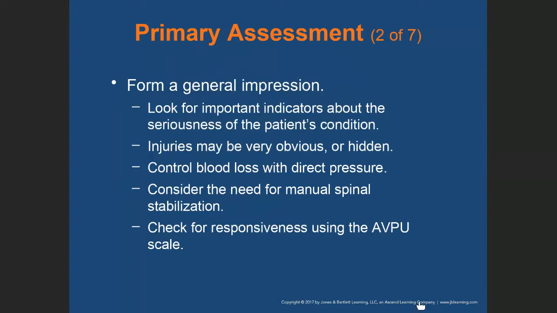Form a general impression of the patient and the environment. Look for important indicators about the seriousness of the patient's condition. Injuries may be very obvious or hidden. Control blood loss with direct pressure. Consider the need for manual spinal stabilization. Check for responsiveness using your AVPU scale.